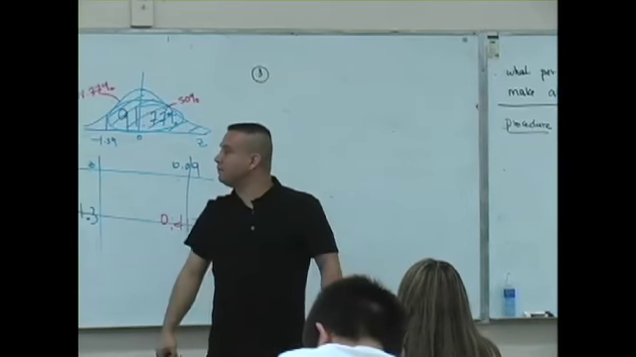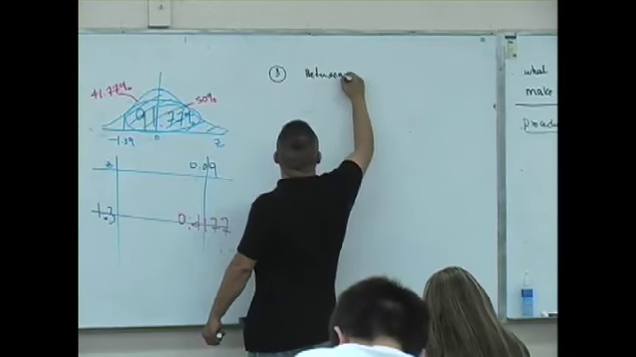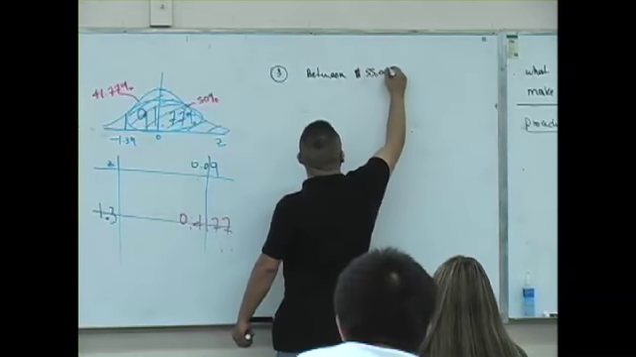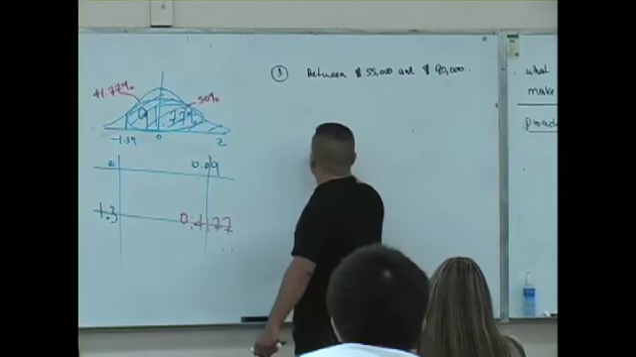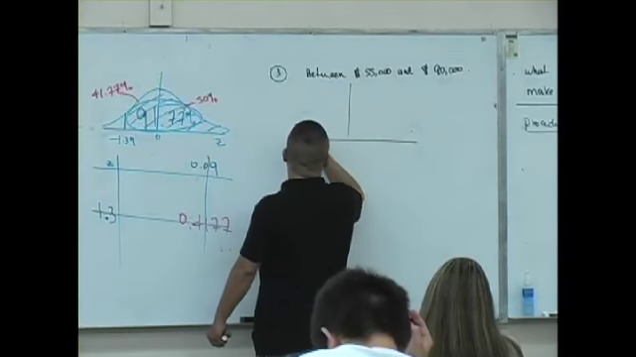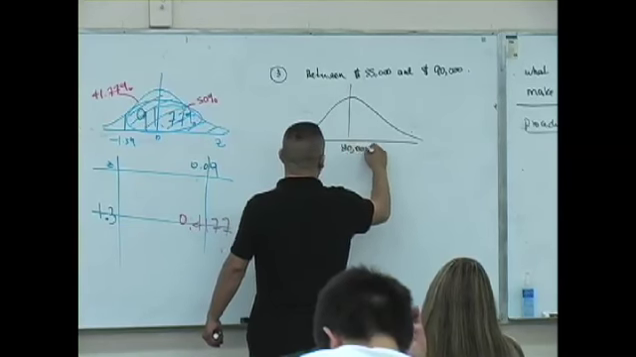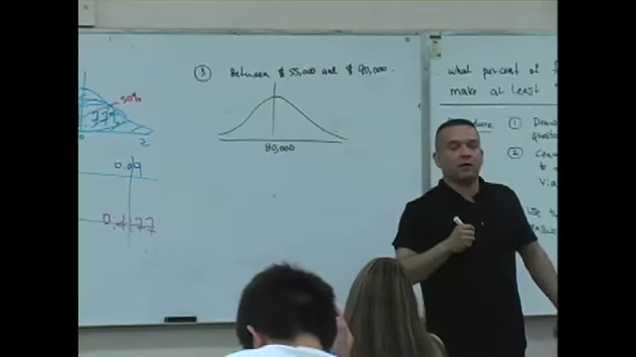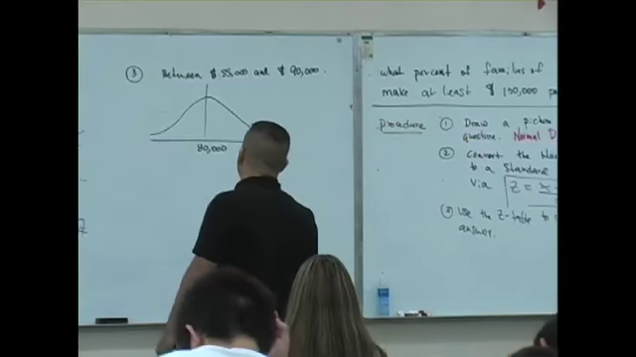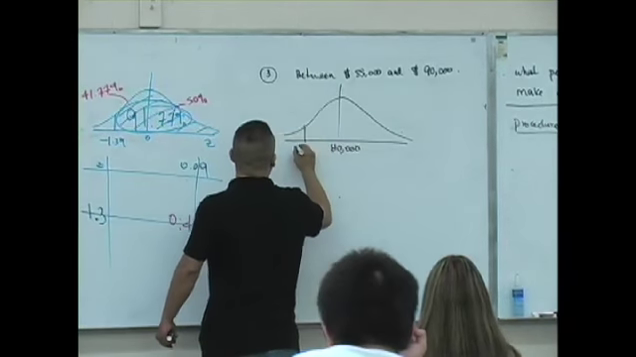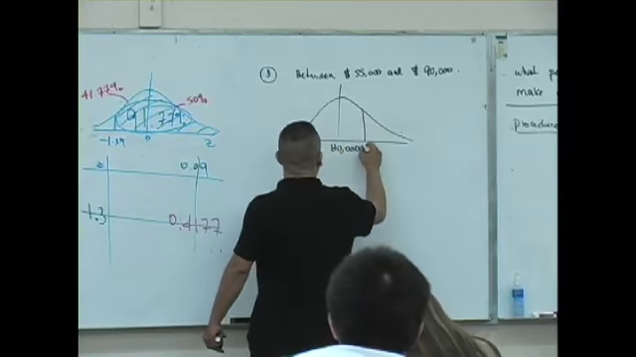What does question 3 say? Between $55,000 and how much? $90,000. Between 55,000 and 90,000. Don't we know that 80,000 is the mean and it's in the center? Where is 55,000 in relation to 80,000, to the right or to the left? To the left. So here is 55,000. Now where's 90,000? To the right. So here's 90,000.